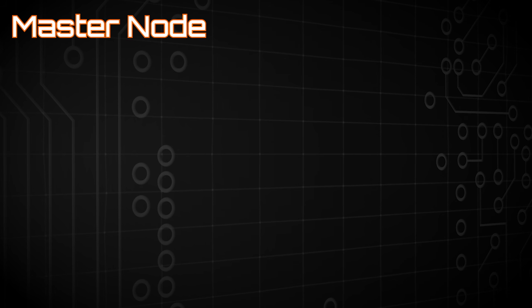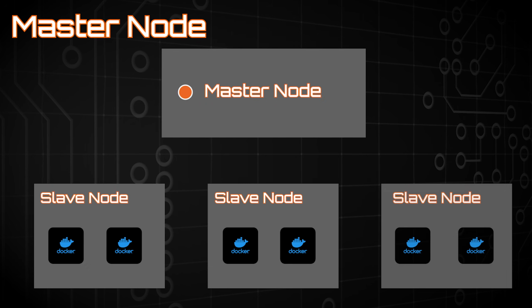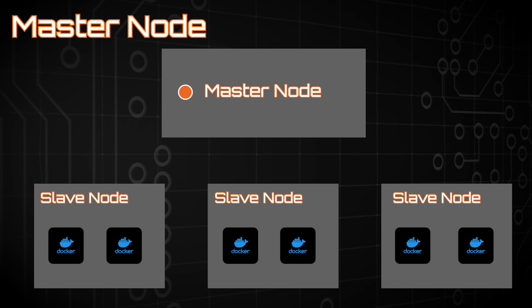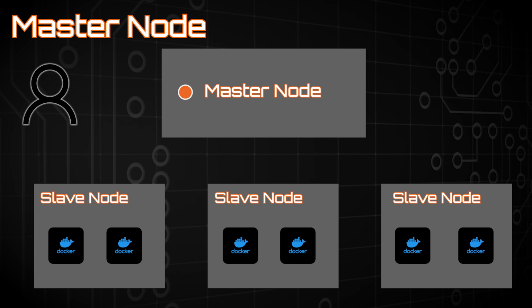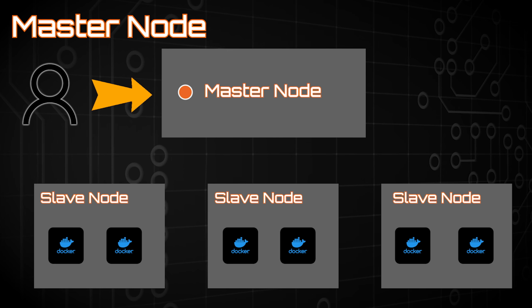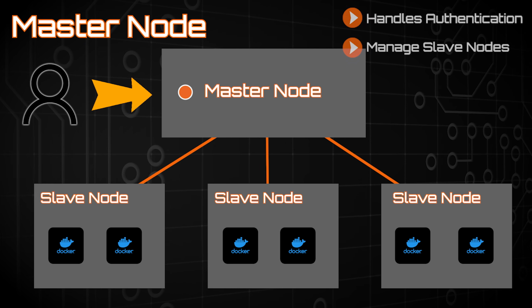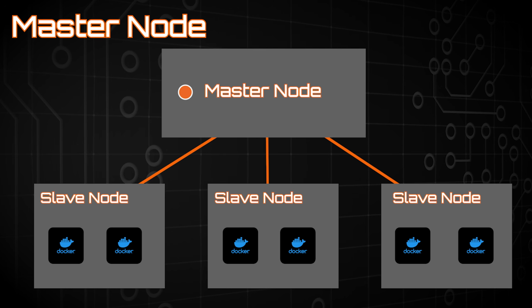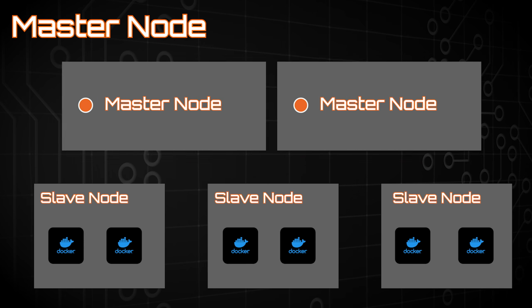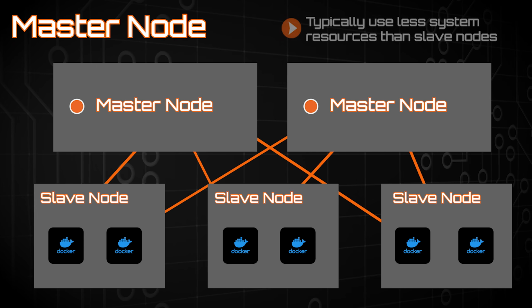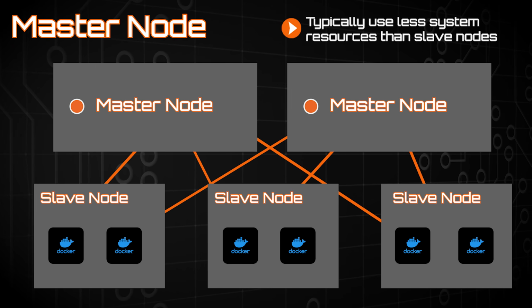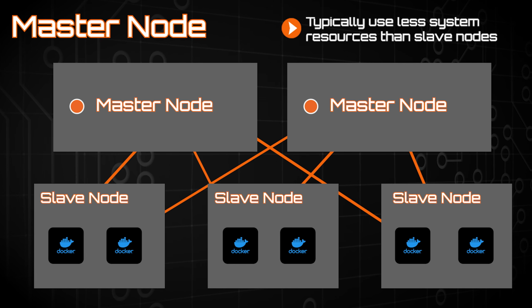So in a Kubernetes cluster, you have master and slave nodes. Now, the master nodes are what you as the system administrator or DevOps engineer would interact with, and those manage all of the slave nodes and handle things like authentication. The slave nodes are those that are running the actual applications and pods. Now, in a large system, you have multiple master nodes, and these master nodes typically require less system resources than the slave nodes because they're not actually running any system applications, they're just handling all of the slave nodes.